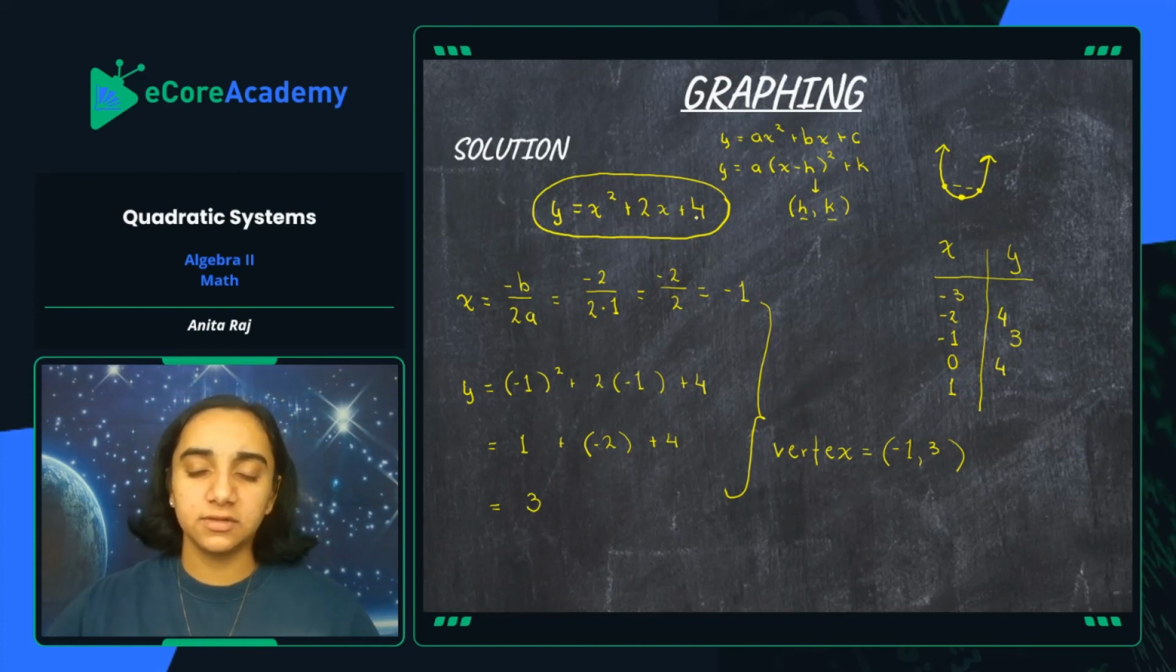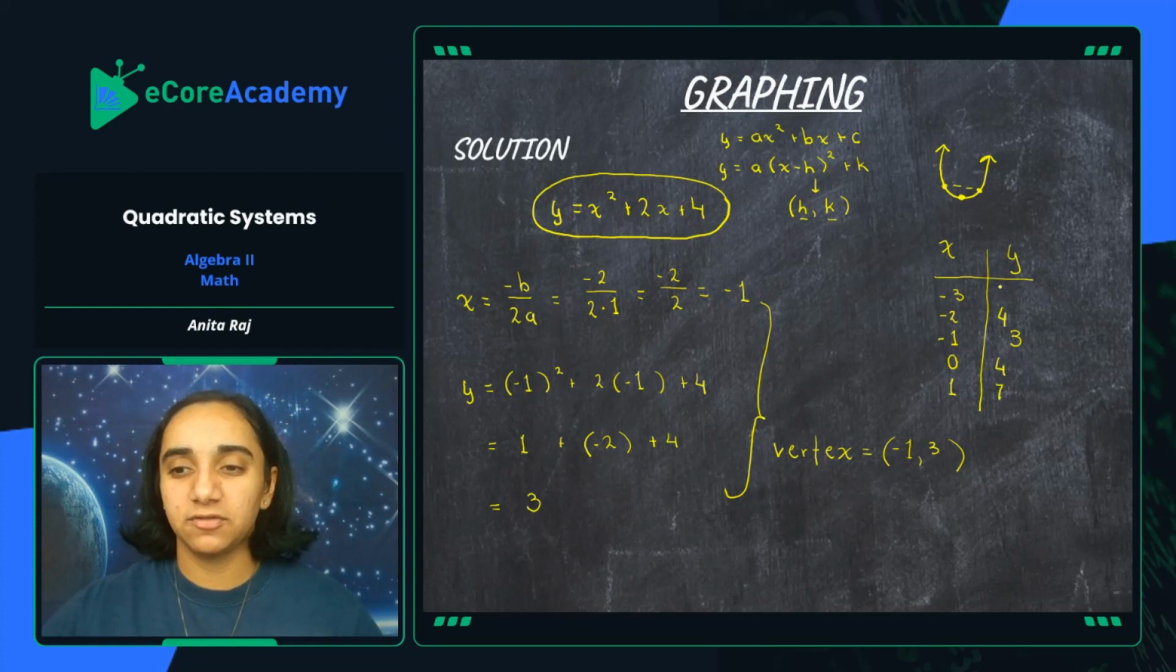If we plug 1 into this quadratic equation, we get 1 squared is 1, plus 2 times 1, which is 2. Then 1 plus 2 is 3, and 3 plus 4 is 7. So we get 1, 7, and we get negative 3, 7. So we found our 5 points.